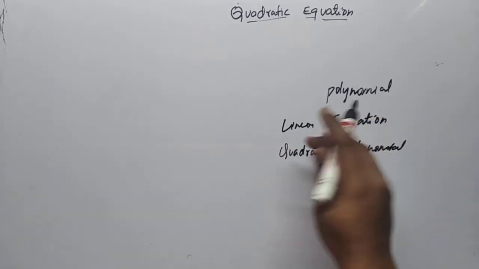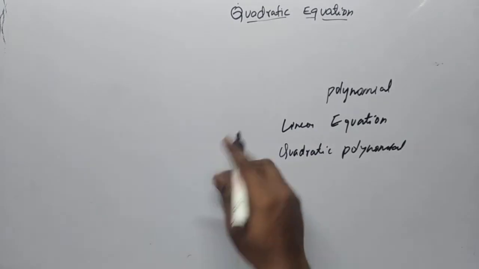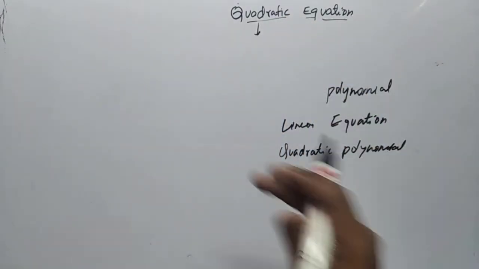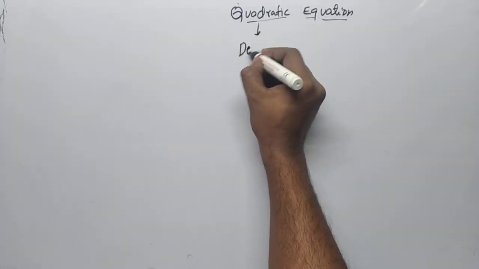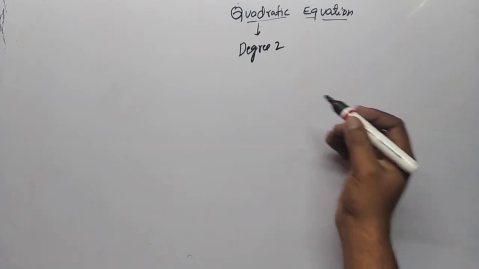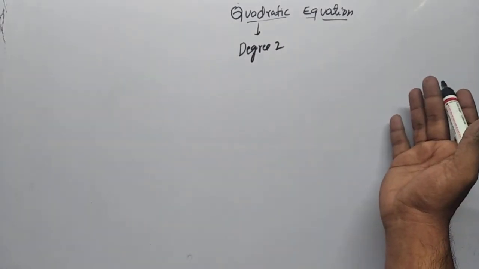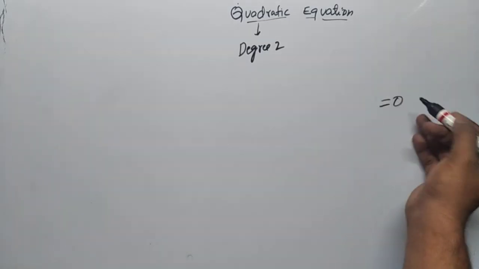So a quadratic equation is nothing but an equation which is of degree 2. Quadratic is a Latin word, which means degree 2. And an equation, you already know, is where you have some variables and coefficients on the left and right side, and that is equal to 0.